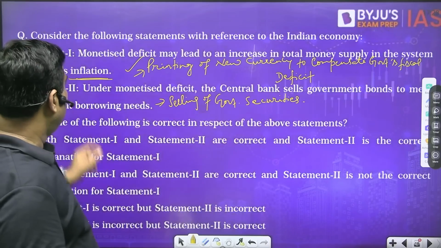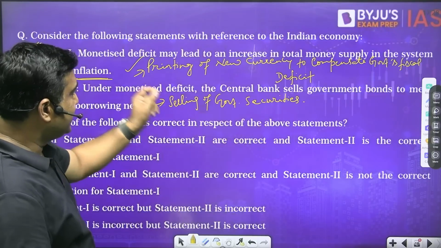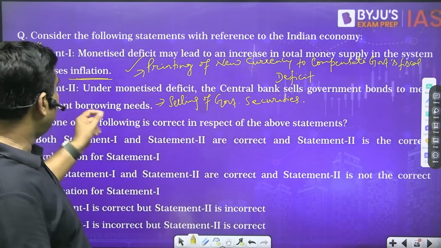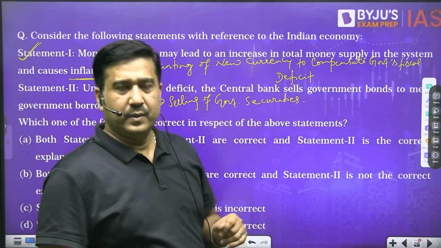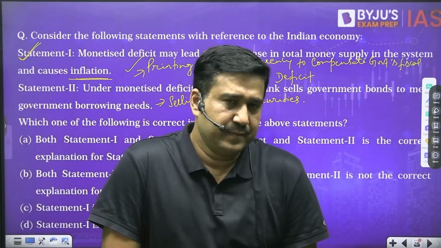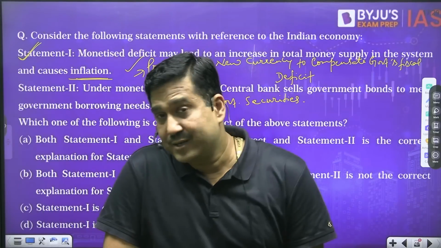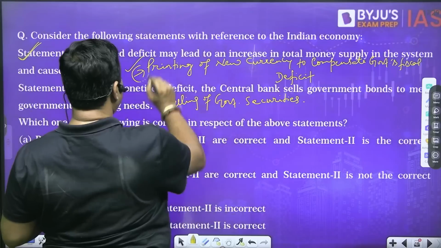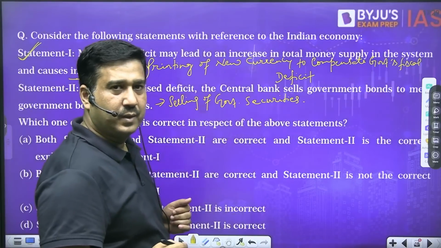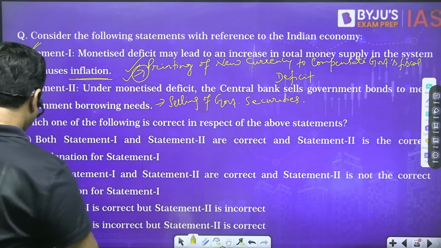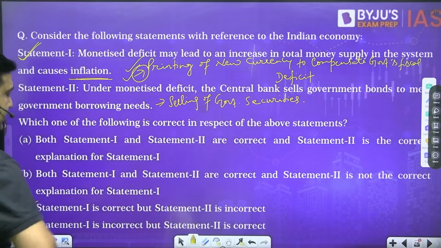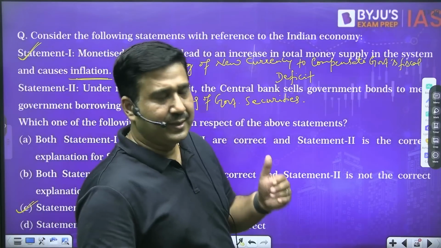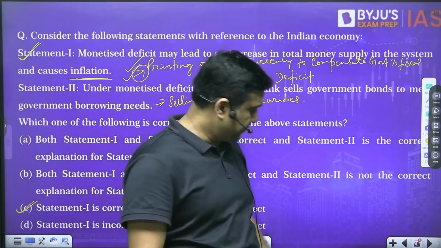Statement 2. Under monetized deficit, the central bank sells government bonds to meet government borrowing needs. It sells securities, and that too when it is indirect monetization. When there is direct monetization, only printing happens. So here in this question, answer would be C. Statement 1 is correct, but statement 2 is incorrect. Printing of new currency, that is called direct monetization.